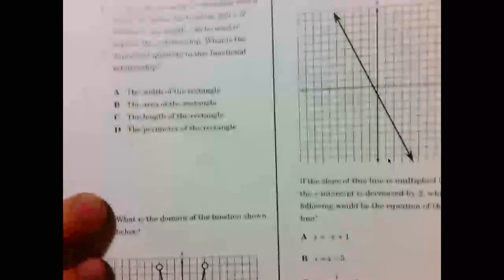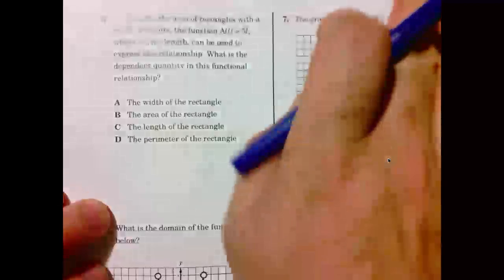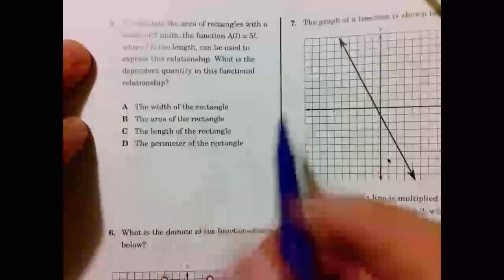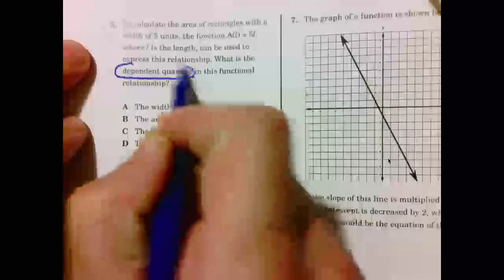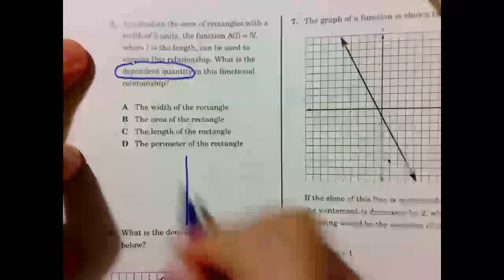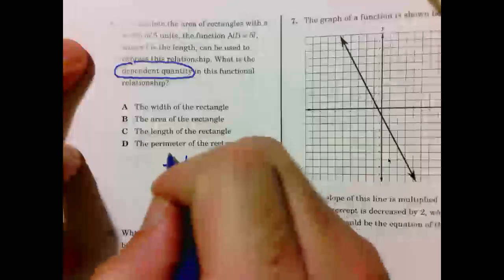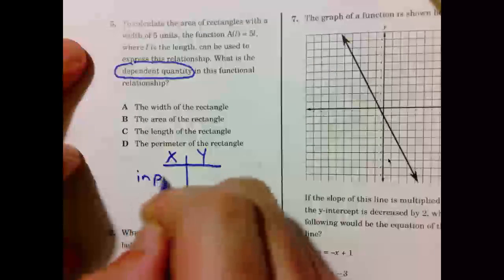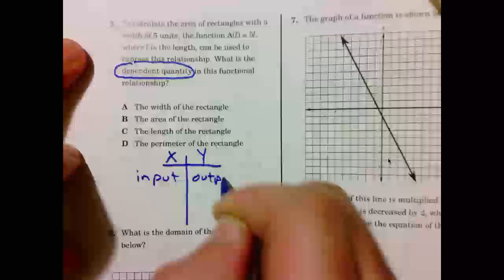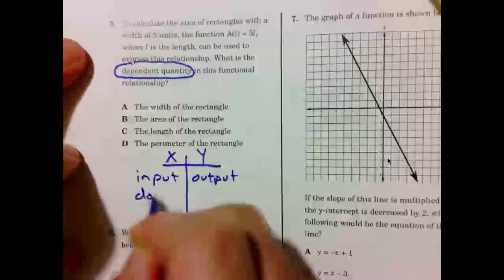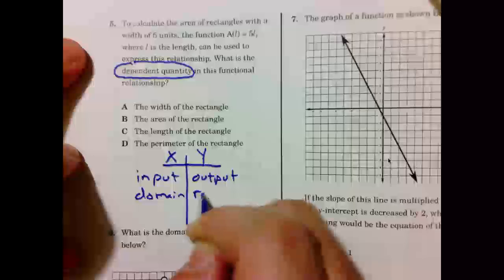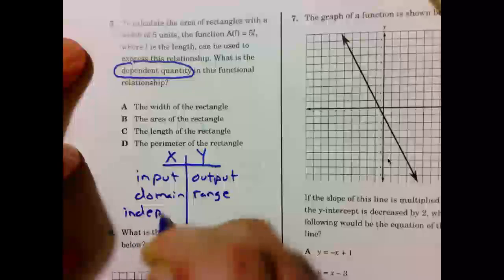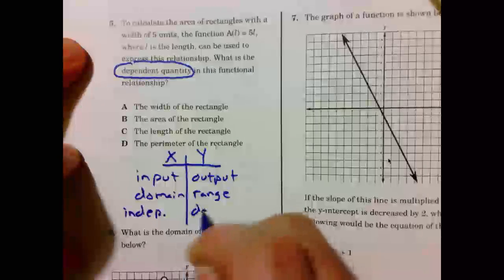Number 5. Getting to the question sentence, it says, what is the dependent quantity in the functional relationship? Well, remember, in our functional relationship, we have a few different names for these quantities, x and y. X is the input, y is the output. X, we say, is the domain, y is the range. And then we also have independent and dependent.